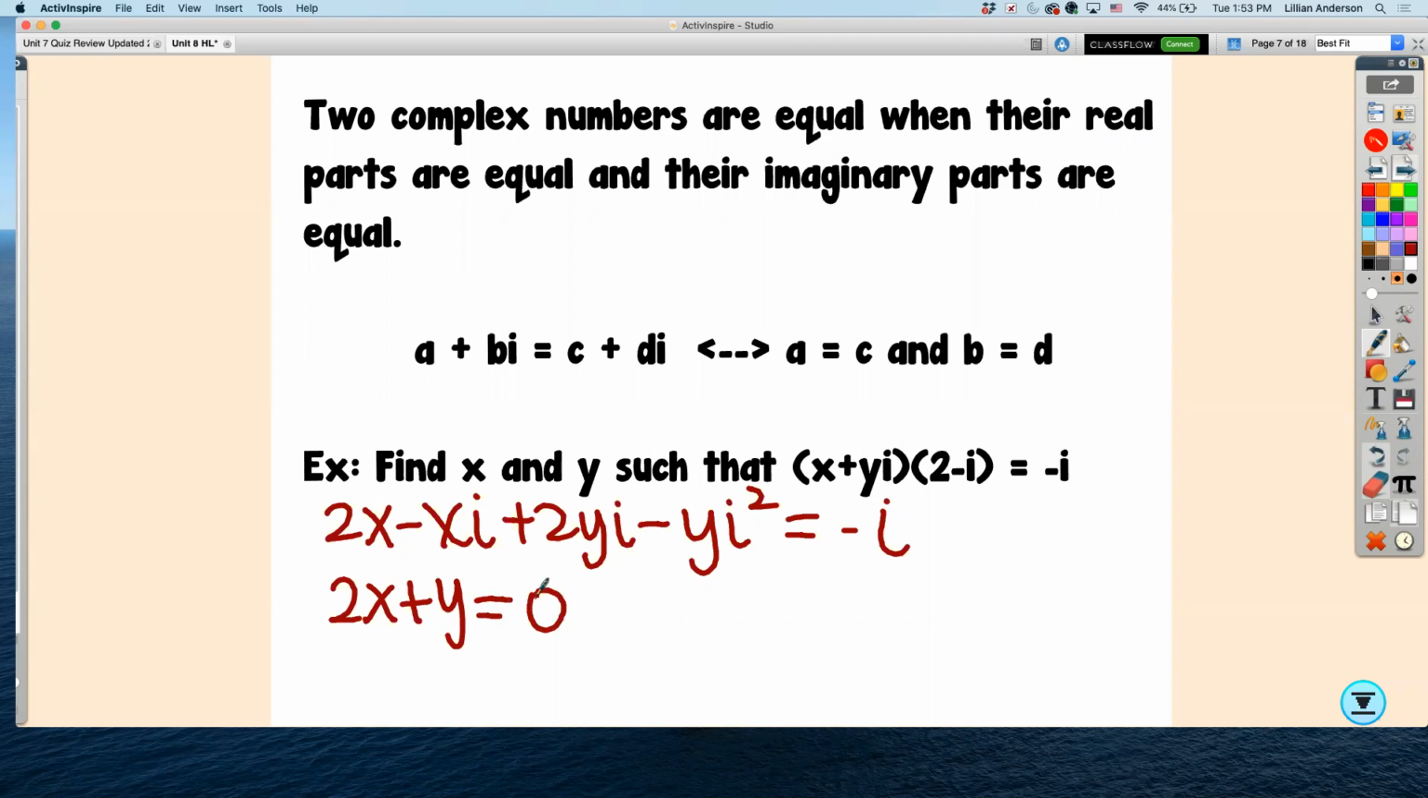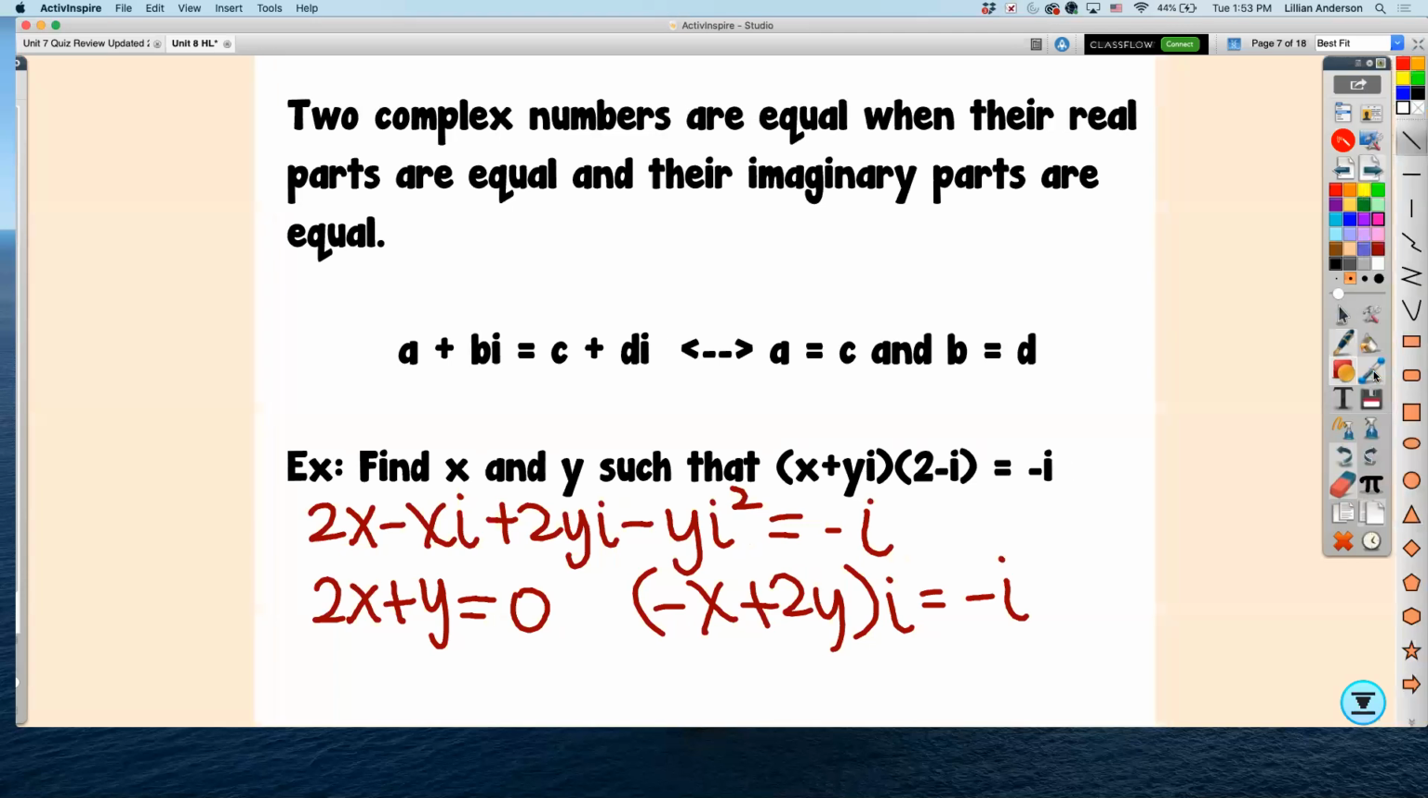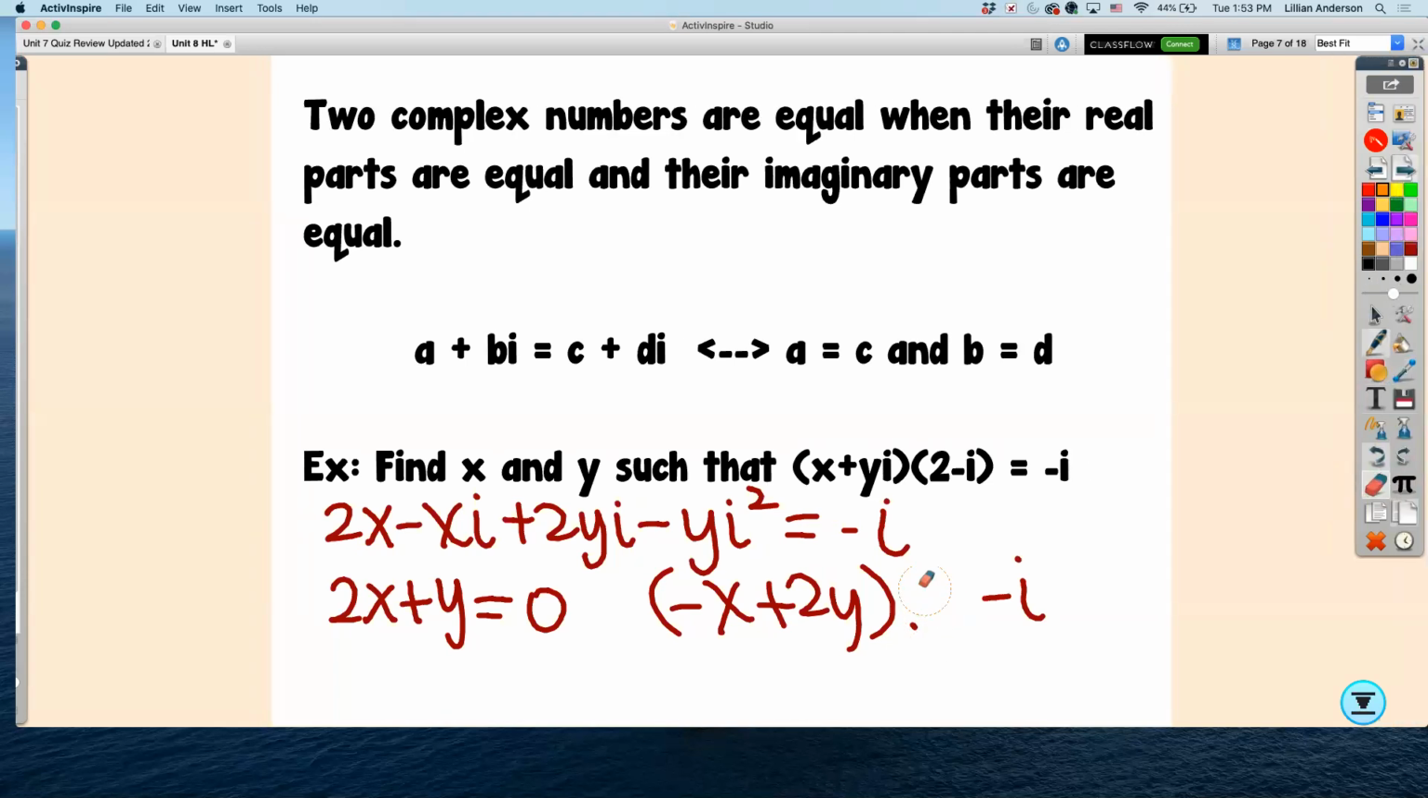0. And then that means that the imaginary part on the left-hand side, which is this -x plus 2y times i, should equal -i. Or essentially, if I drop the i's, it should just equal what? -1. How do I solve this?